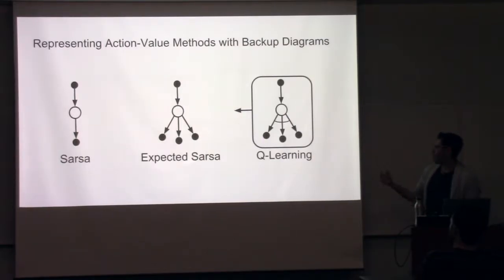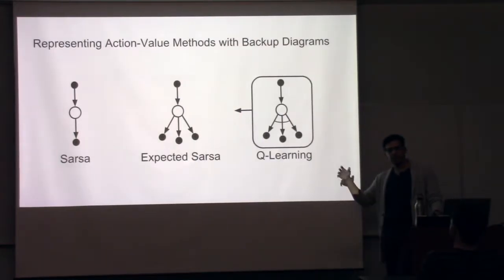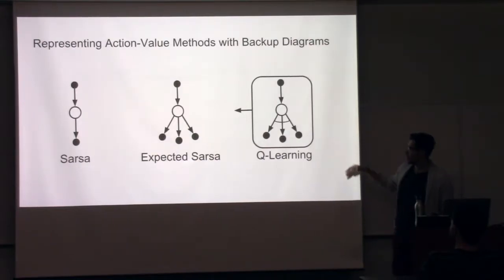So now, Q-learning is just a special case of expected Sarsa, so I'm just going to omit it for the rest of this section of the talk.